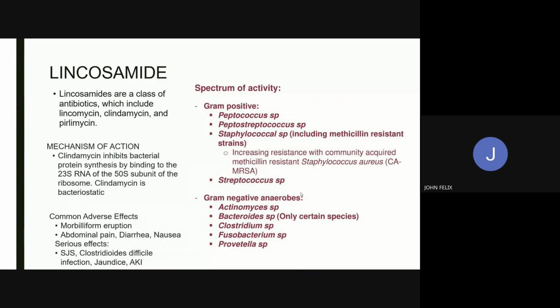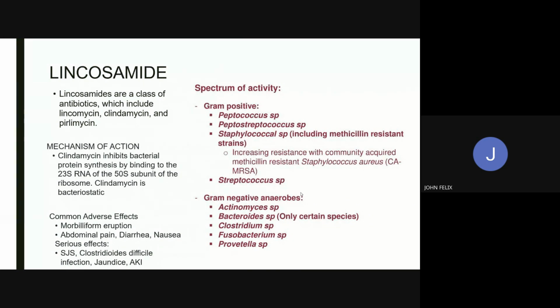Then we have lincosamide antibiotics. The most common example we know is clindamycin. It has a similar mechanism of action: it binds to the 50S ribosomal subunit and prevents protein synthesis. So clindamycin is bacteriostatic. The common adverse effects associated with it are drug eruption, abdominal pain, diarrhea, nausea. Serious effects may include Stevens-Johnson syndrome, Clostridium difficile infections, jaundice, and acute kidney injury.